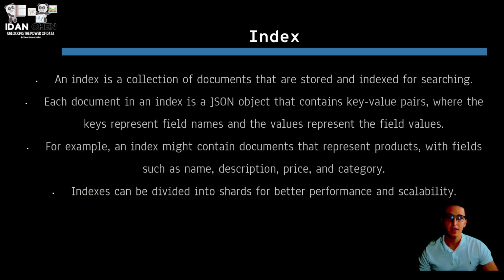An index is a collection of documents that are stored and indexed for searching. Each document is a JSON object that contains key value pairs, where the key represents the field's name and the value represents the field's value. For example, an index might contain documents that represent products, with fields such as name, description, price, and category. Indexes can be divided into shards for better performance and scalability. For example, in SQL we have a table, in Elasticsearch as a NoSQL database we have an index.